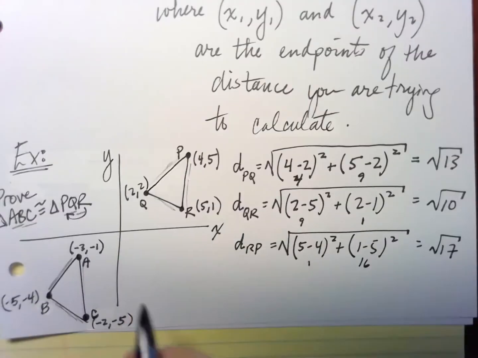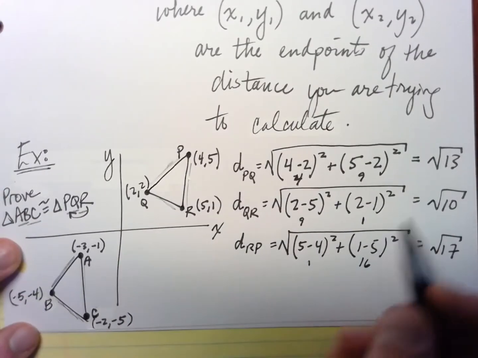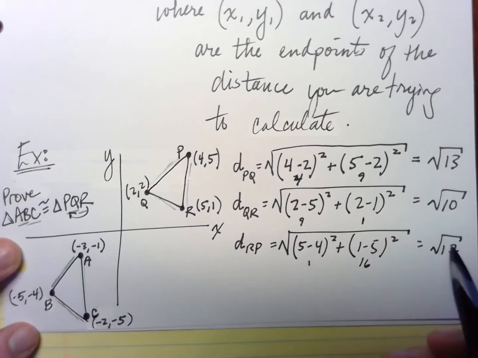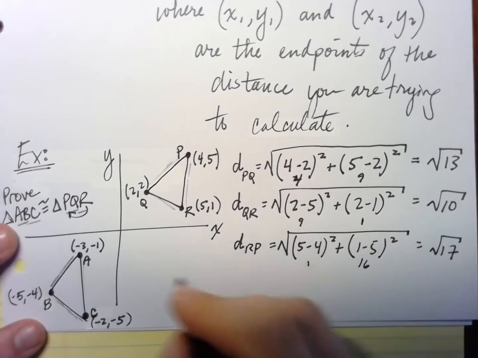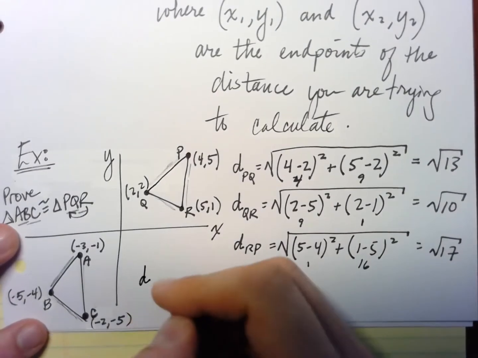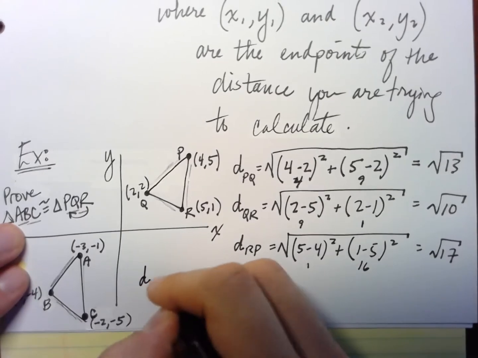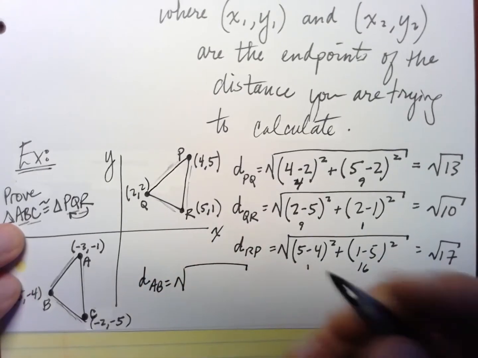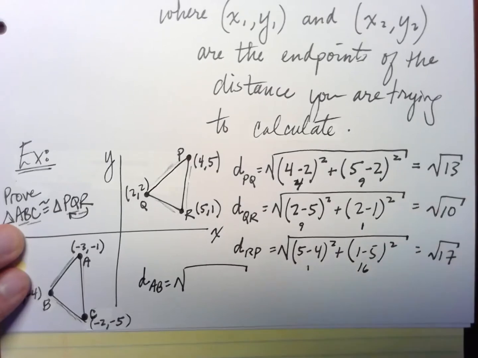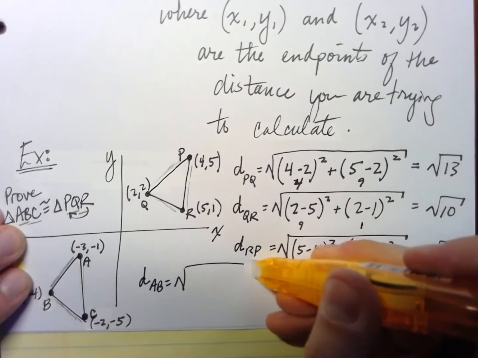And then if we show the same thing for these, we'll know that the side and the side are congruent, so we have SSS congruent. So let's go over here and we'll say the distance of AB. Okay, so the square root there, and I made that a little bit too short.